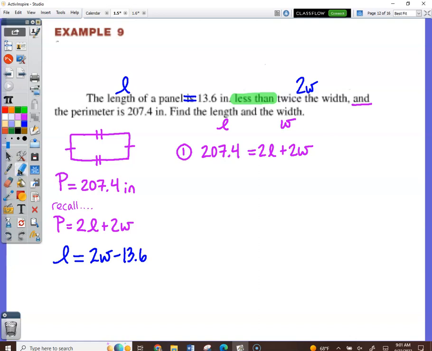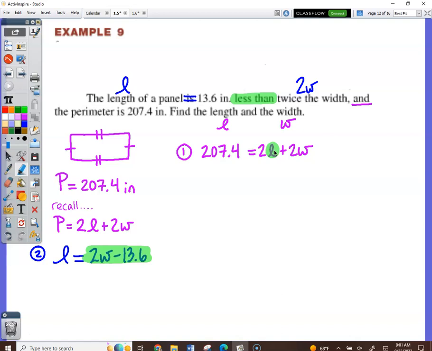What method do you think I'm going to use to solve? Yeah. Look, L's by itself. This mess that is equal to L can go right there. And then I can solve it for W. You have a perimeter formula. Now you have an equation to represent the relationship between the length and the width, and L's by itself. So this is going to substitute in here.